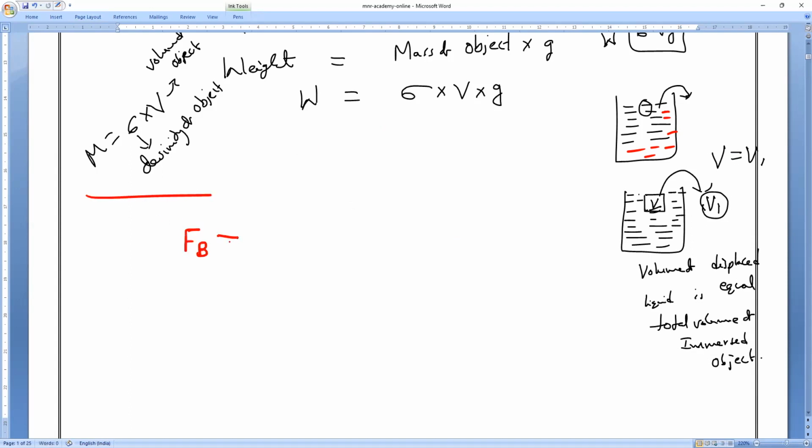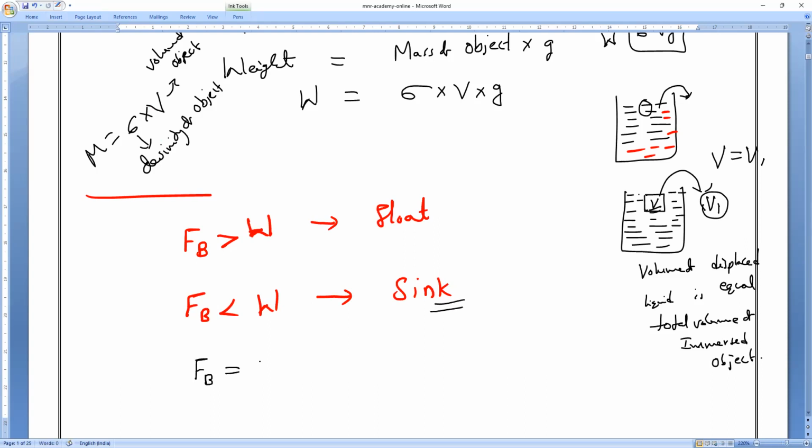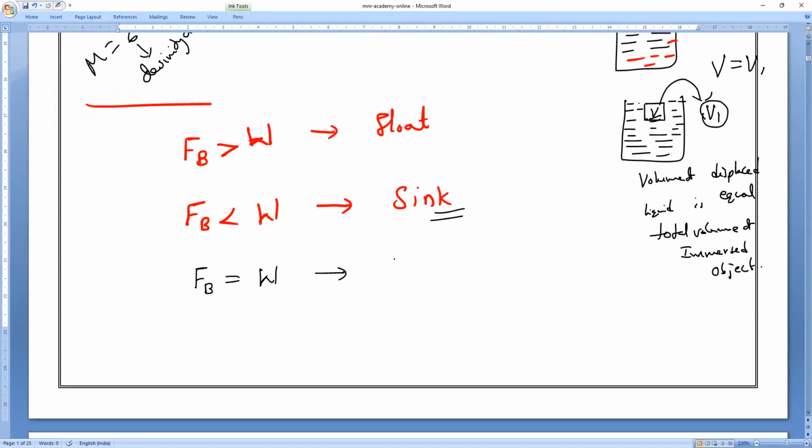So we have 3 cases. Write everything. FB is greater than weight: will the object sink or float? Buoyancy force is greater, so it floats. FB is less than weight, which means weight is greater: the object will sink. Next, FB is equal to weight: now the object will float below the surface. This is floating above, and this is floating below. That is what you have to remember.